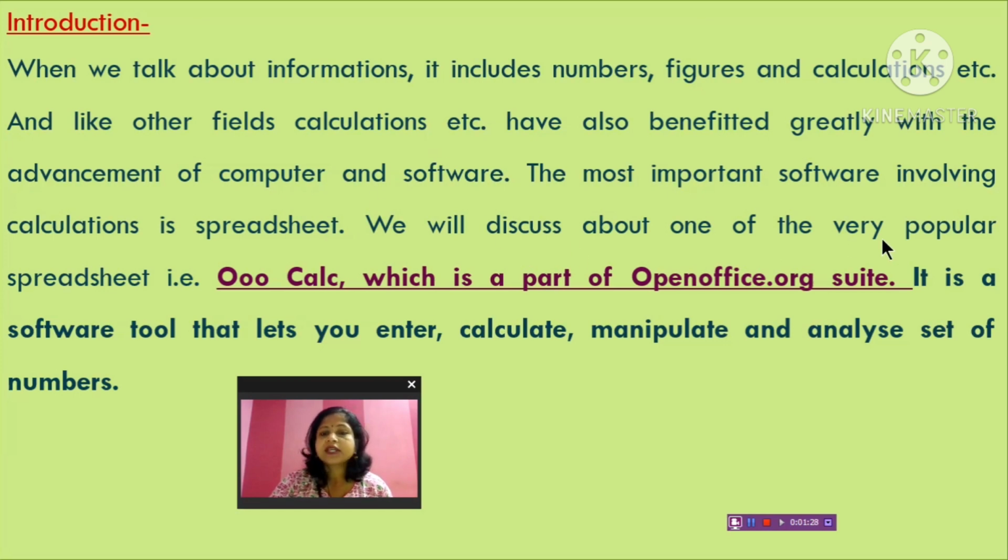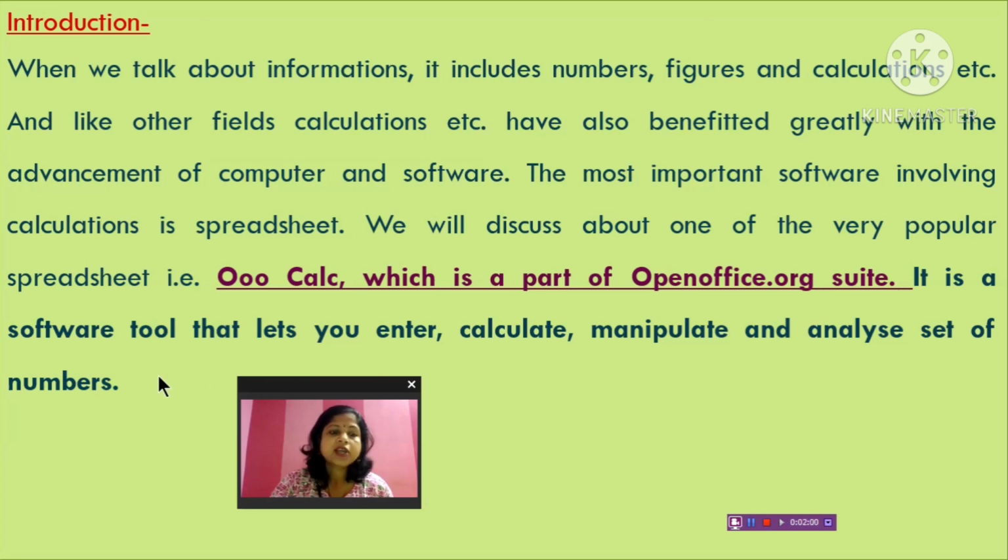We'll discuss one of the very popular spreadsheets, that is OpenOffice.org Calc. Excel is also there. This is open source software, Calc, which is a part of the OpenOffice.org suite. What is a suite? It means a group of software. You have already studied Writer. So Writer, Calc, Impress, and Base are all grouped together under OpenOffice.org. That's why we call it a suite.